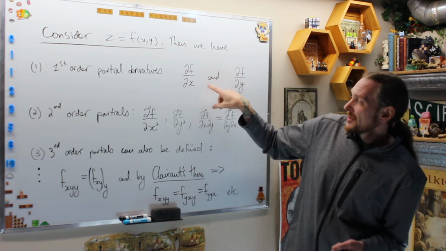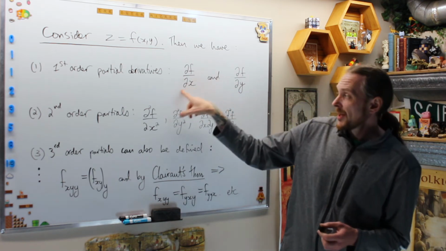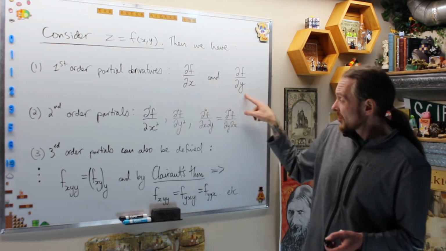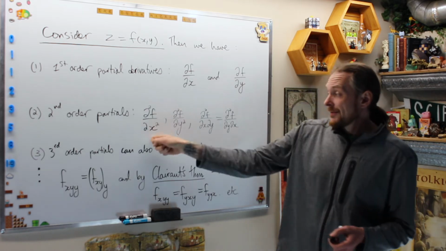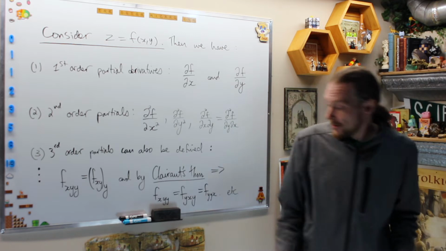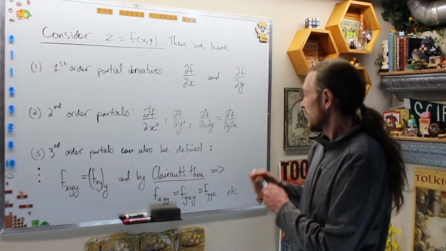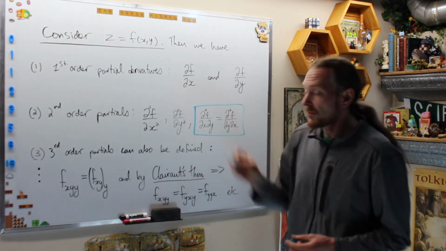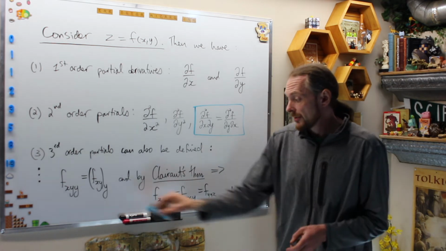We would have these 2 functions, and then we could take the partials with respect to x and y of this guy, the partial with respect to x and y of this guy. That gives us 4, but we found out by Clairaut's theorem that these 2 guys are in fact equal to each other, which is good.